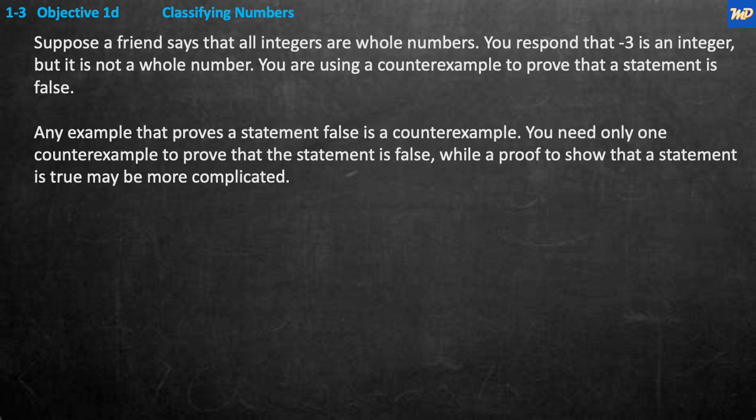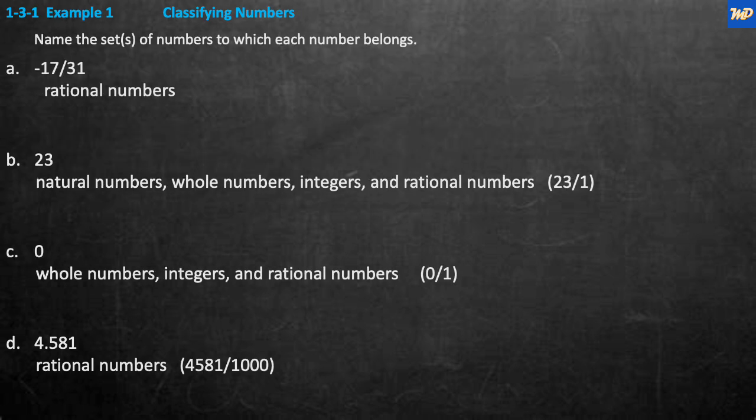You need only one counterexample to prove that the statement is false, while a proof to show that a statement is true may be more complicated. You might have multiple steps. You have to look at it, maybe your proof from multiple different angles to make sure that what you're saying is true. Example 1, classifying numbers.